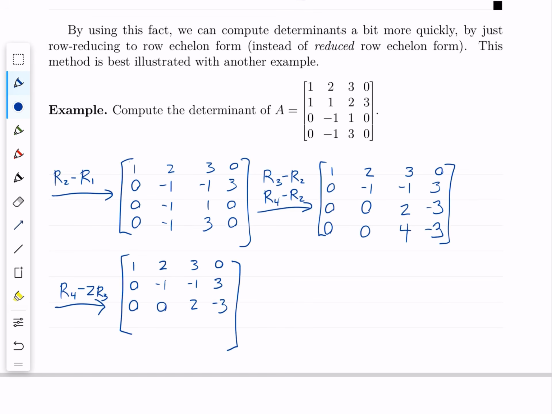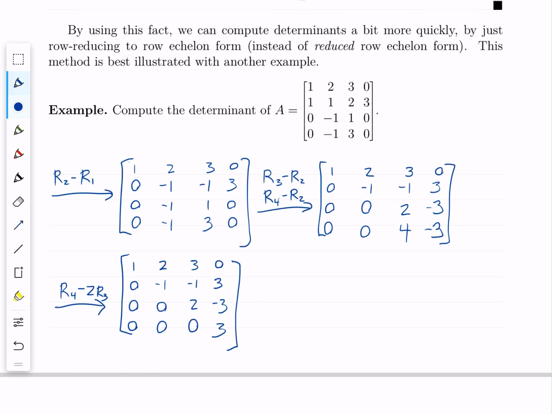And the new row 4 is, well, 0 minus 0, 0 minus 0. 4 minus 4 is 0. That's why we did that particular row operation. And then -3 plus 6. Again, double negative. Be careful there. -3 plus 6 is +3. Great. That's far enough. Now we're in row echelon form.